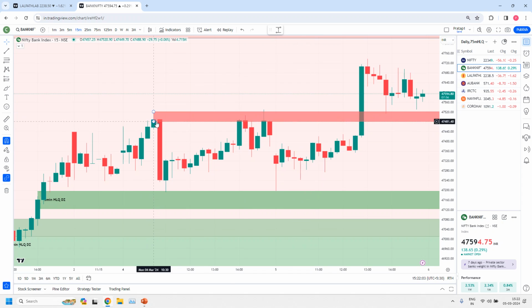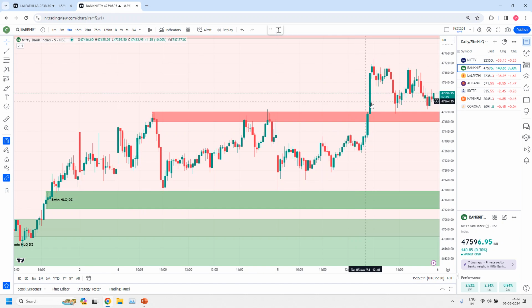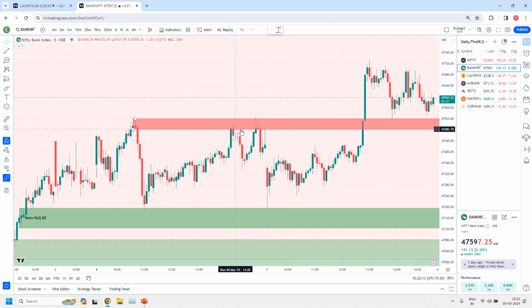We have a rally candle, base candle, and drop candle on 15 minutes. This 15 minutes I fine-tuned to the 5 minutes level. That is the place where we need to book the profit. After that, this 5 minute zone is pierced. See, today again what happened?